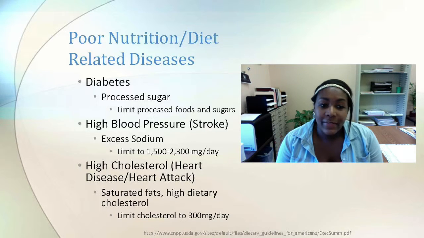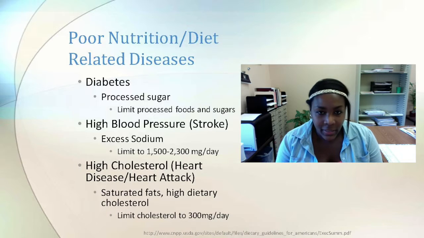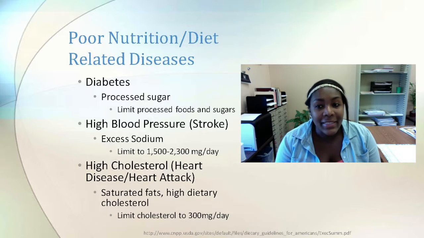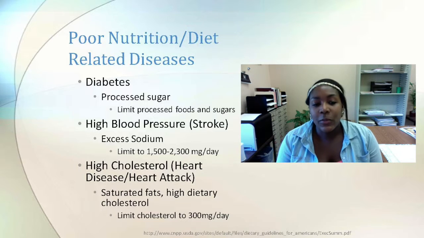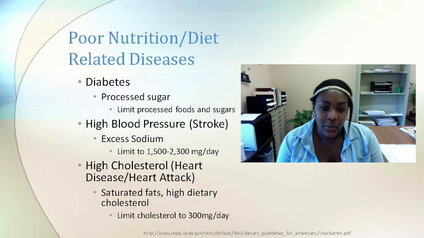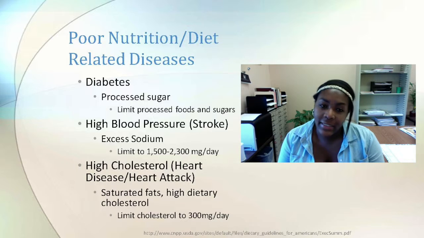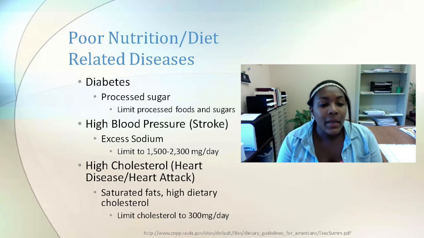So here we see diabetes, which generally, and these are all going to be general, there are a lot of things that play into these, including genetics. But diabetes is generally caused by too much processed sugar. This is type 2 diabetes. Too much processed sugar, so you want to limit your processed foods, your processed sugar, your processed carbohydrates, and stick to fruits and vegetables mainly.